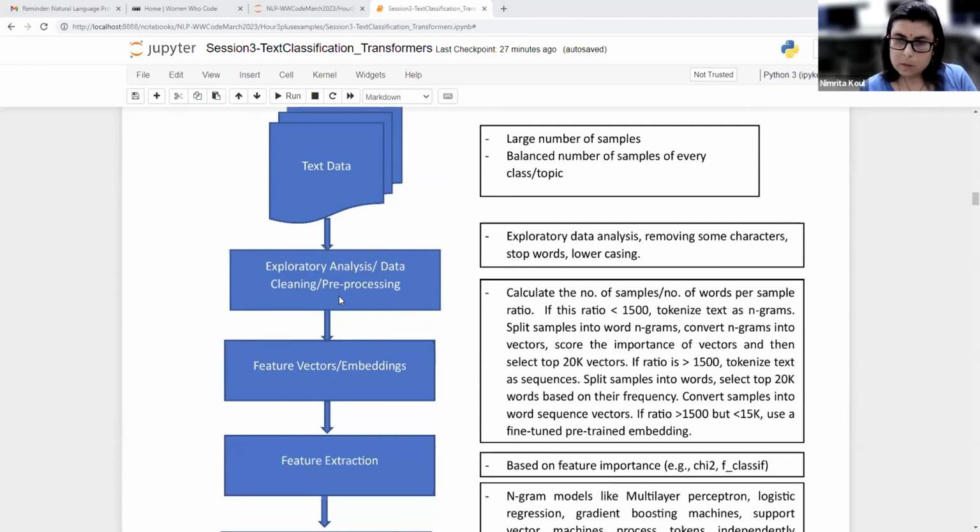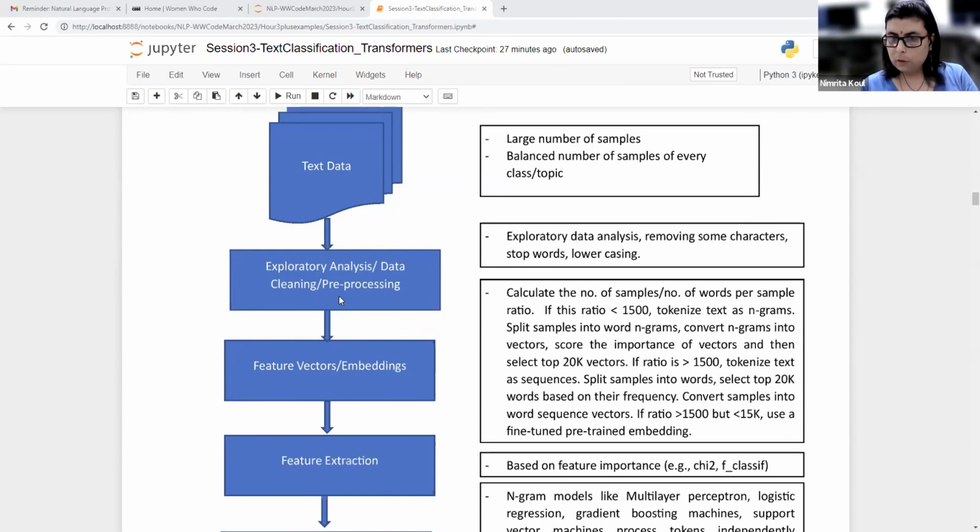So after this pre-processing or cleaning of your data, we go ahead and convert the text into numerical vector representations, because by now we know that our ML models cannot work with text, and they only work with numbers. So there are certain rules regarding how to convert our text into vectors.